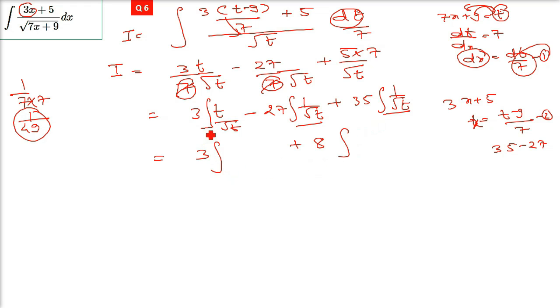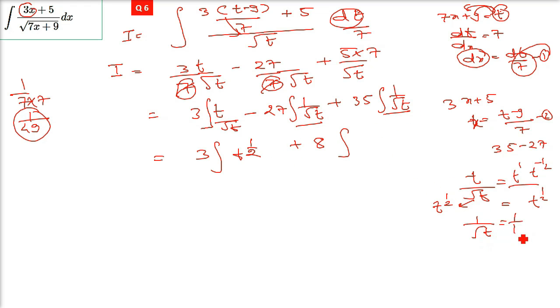Now let us turn our eyes towards the integration. t by under root t. t is t only, t raised power 1. Under root t in the denominator is t raised half, and when this goes up, it will become t raised minus half. When the bases are same, the exponents get added. So 1 minus half is half only. Now coming to the second term, which is 8 as the constant, we have 1 by root t. Root t is simply t raised half. It goes up, it will be t raised negative half.